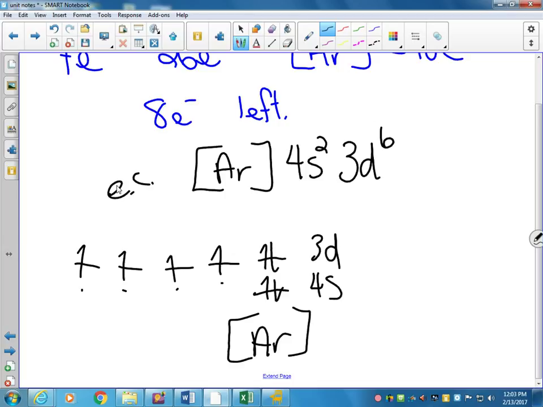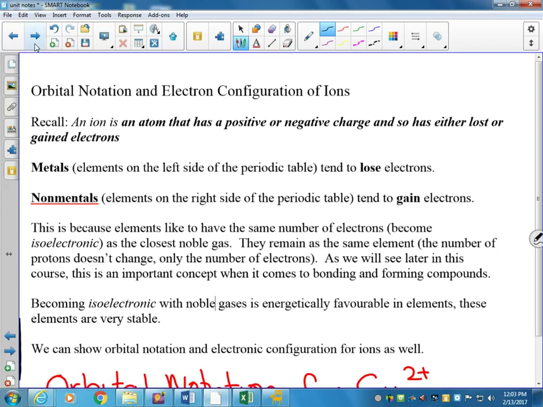I'm going to do one more thing today. And that's the next page. Okay? The bottom just has like a little summary to make sure you're happy. But orbital notation and electron configuration of ions. Okay?